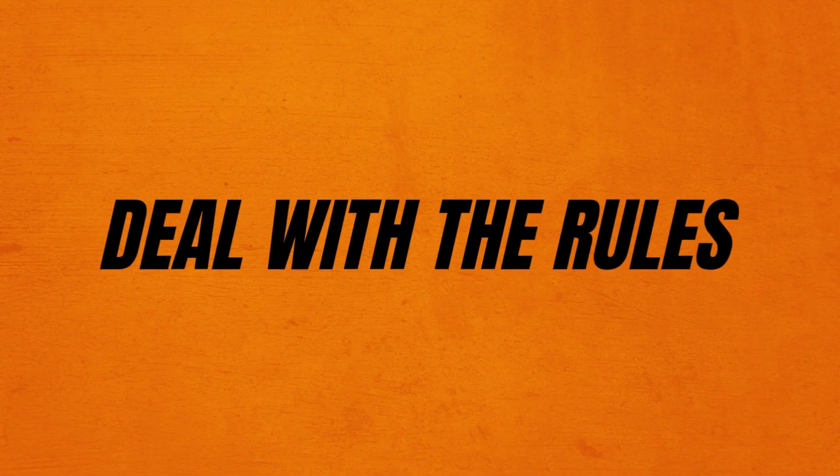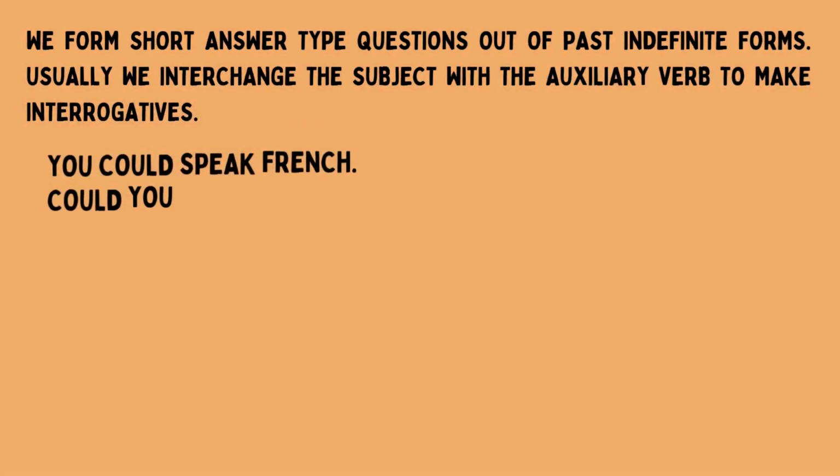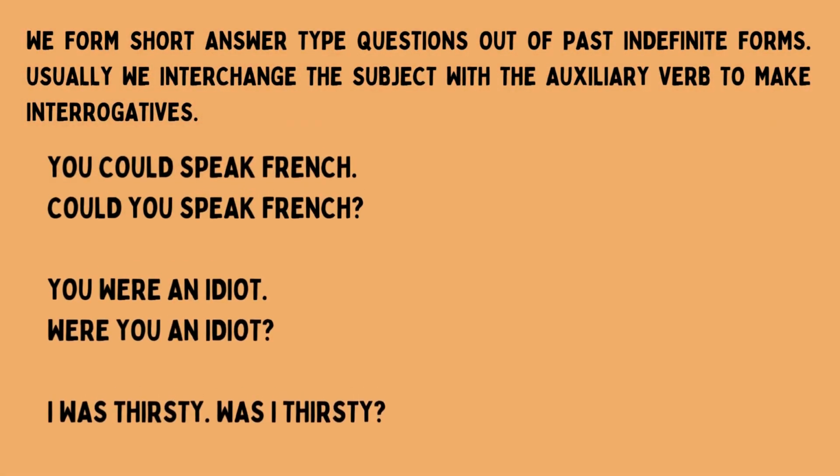Deal with the rule. We form short answer-type questions out of past indefinite forms. Usually we interchange the subject with the auxiliary verb to make interrogatives. You could speak French. Could you speak French? You were an idiot. Were you an idiot? I was thirsty. Was I thirsty?